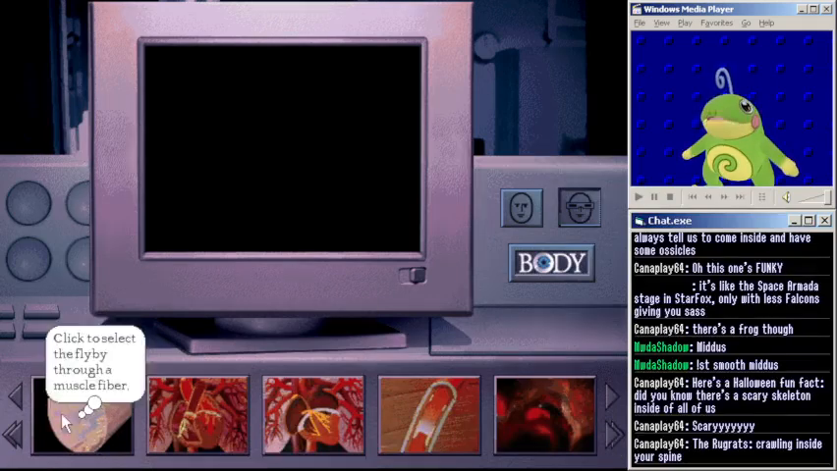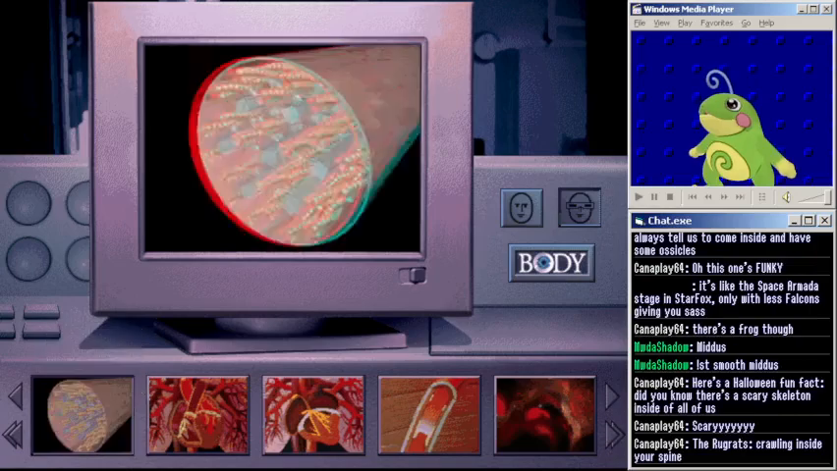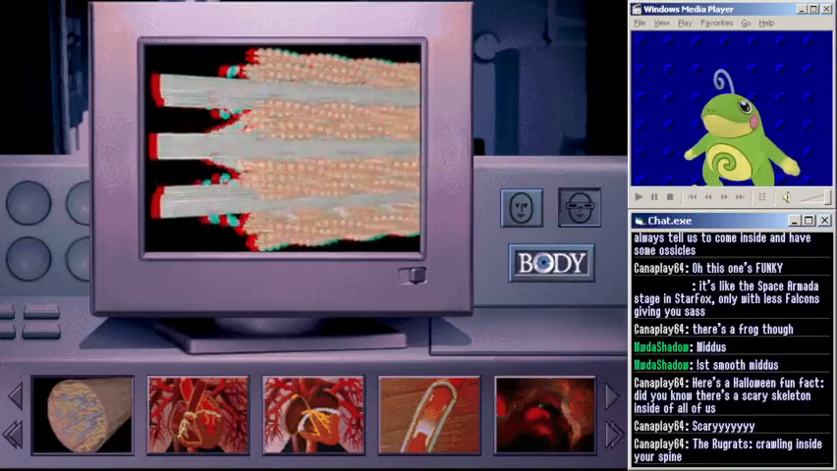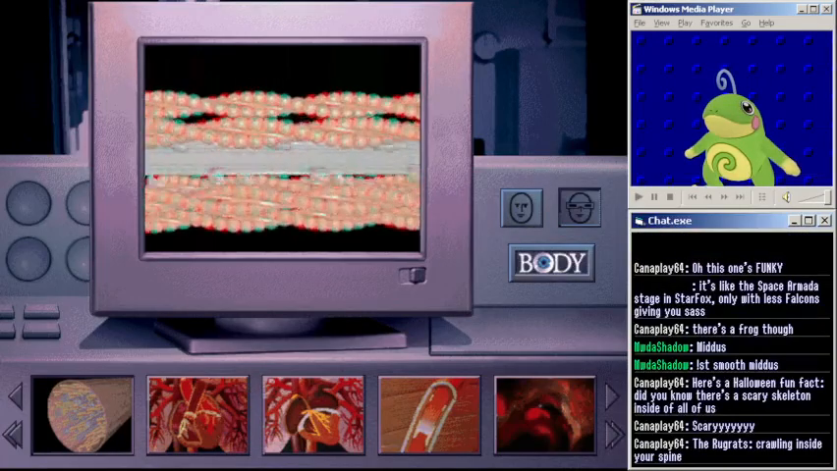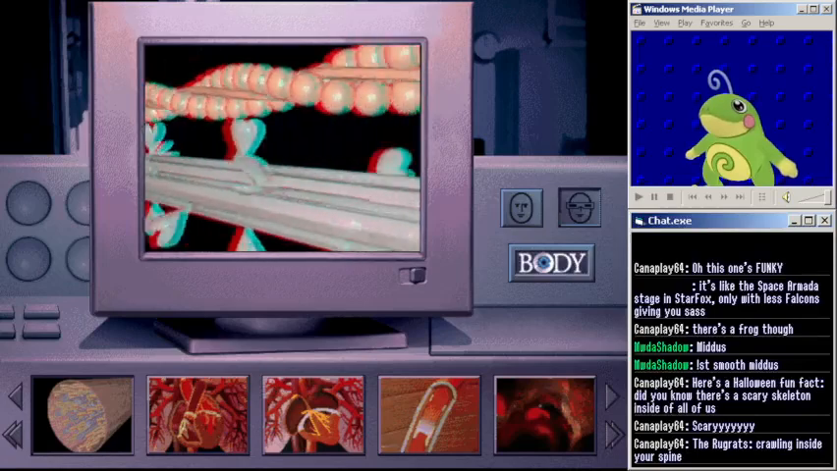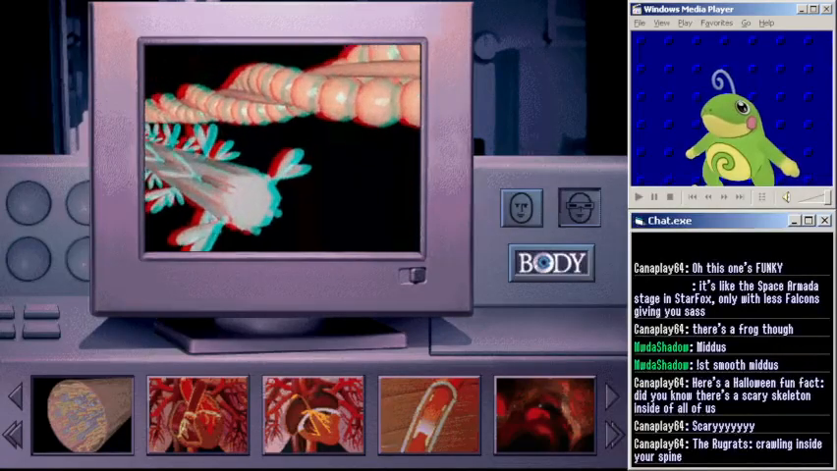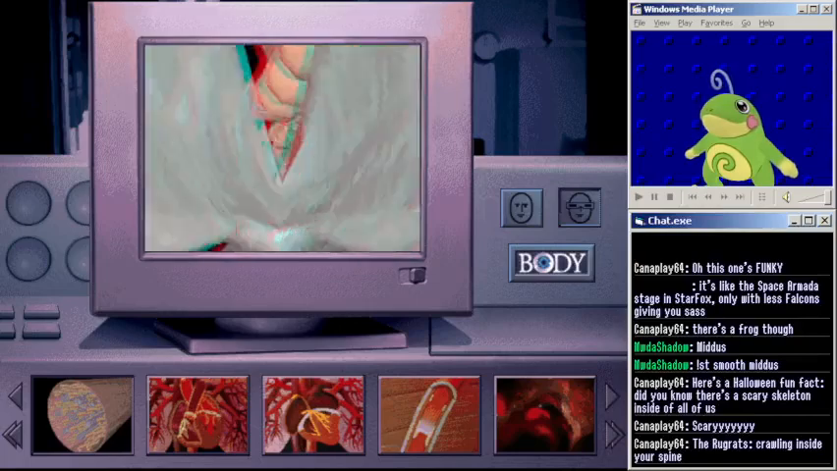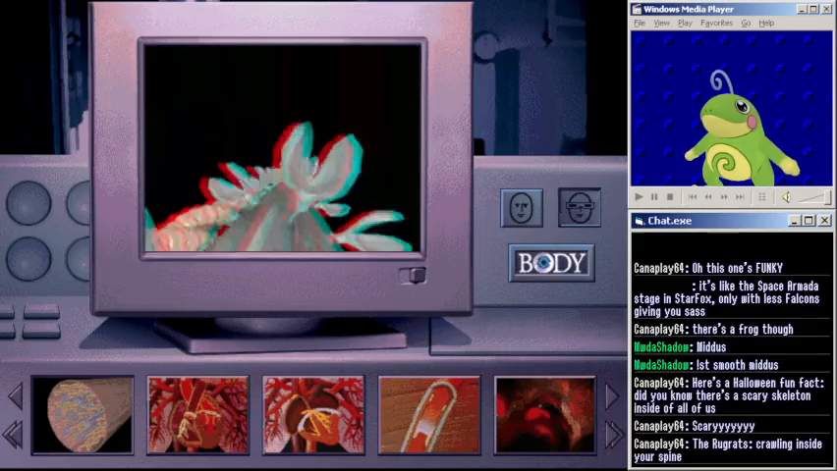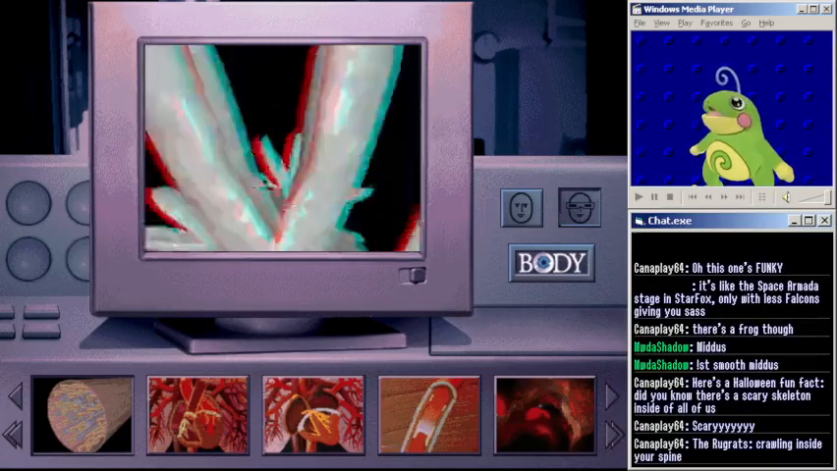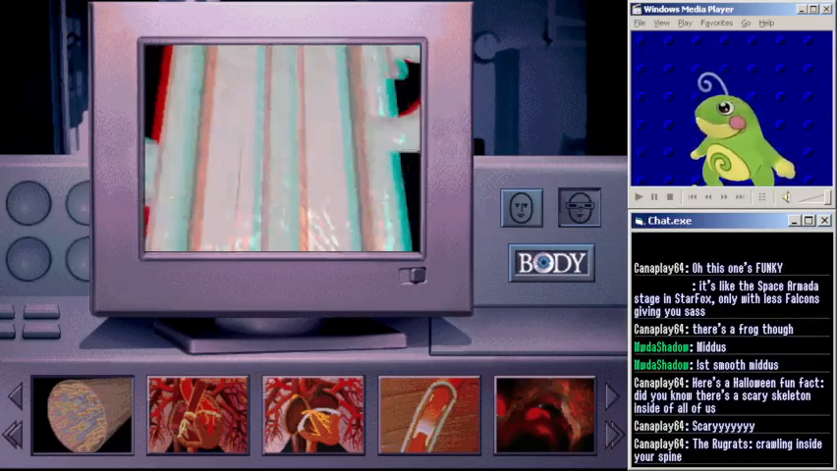Next group of movies. Okay. Muscle fiber. Muscle cell. Myofibril. Actin. Myosin. It's not uricin, it's myosin.